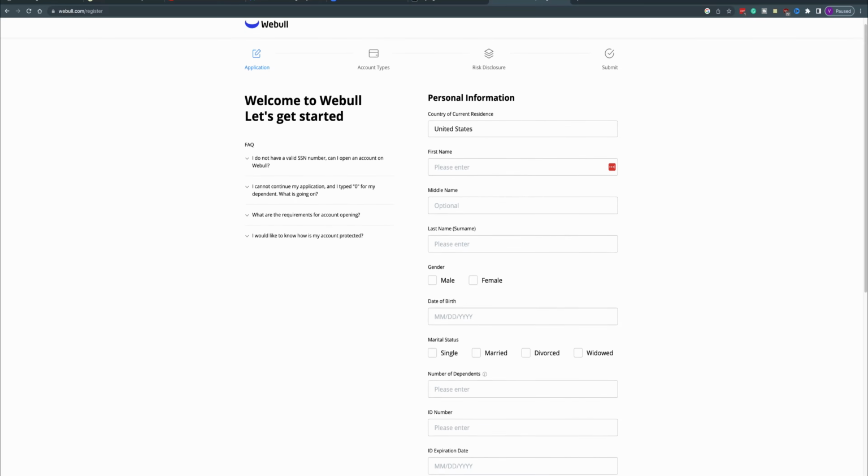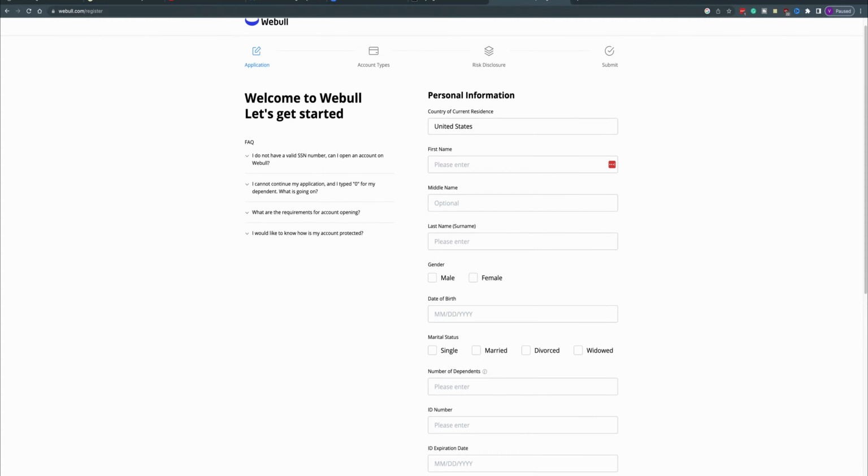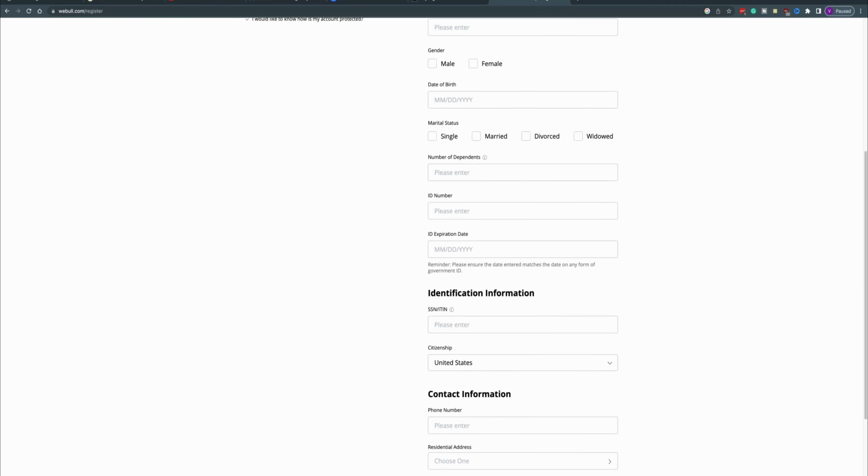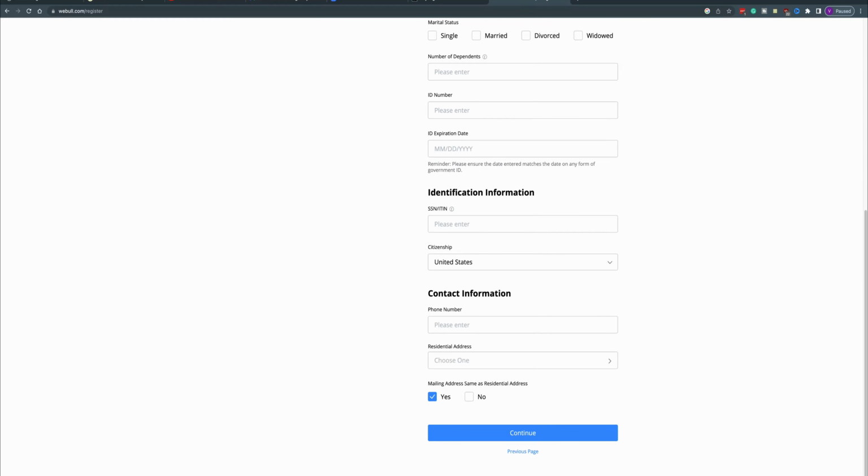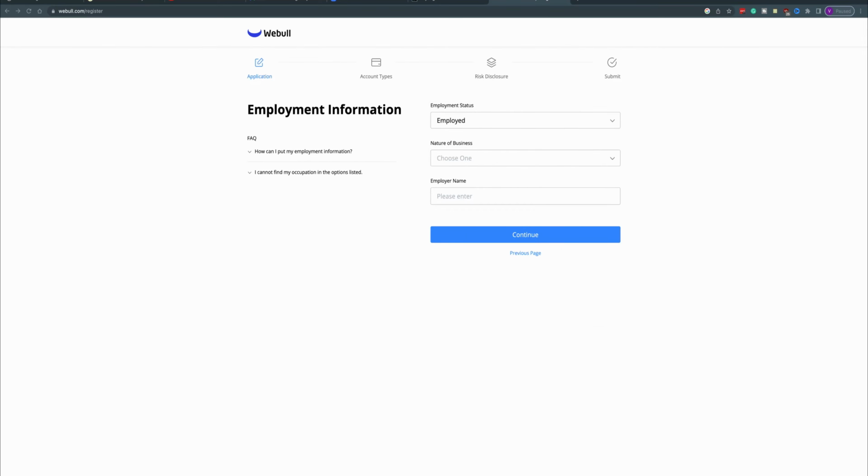In the following step, you need to provide your personal information, such as first and last name, gender, date of birth, ID number of the document you just uploaded, as well as your social security number. Complete filling this information and click continue, so you can select your employment status, nature of the business you are employed in, and fill out details of your employer. If this is the first broker you create an account on, I want to note here that this is common information that all brokers require.